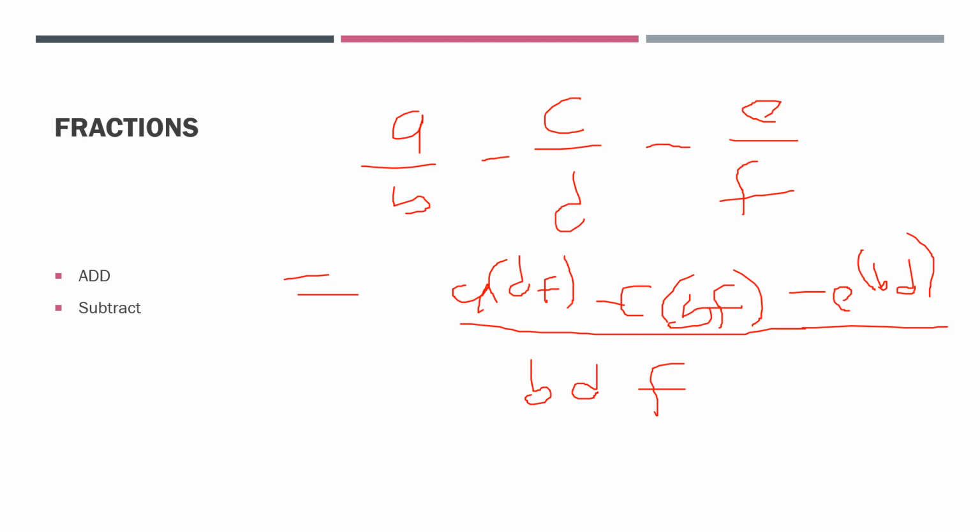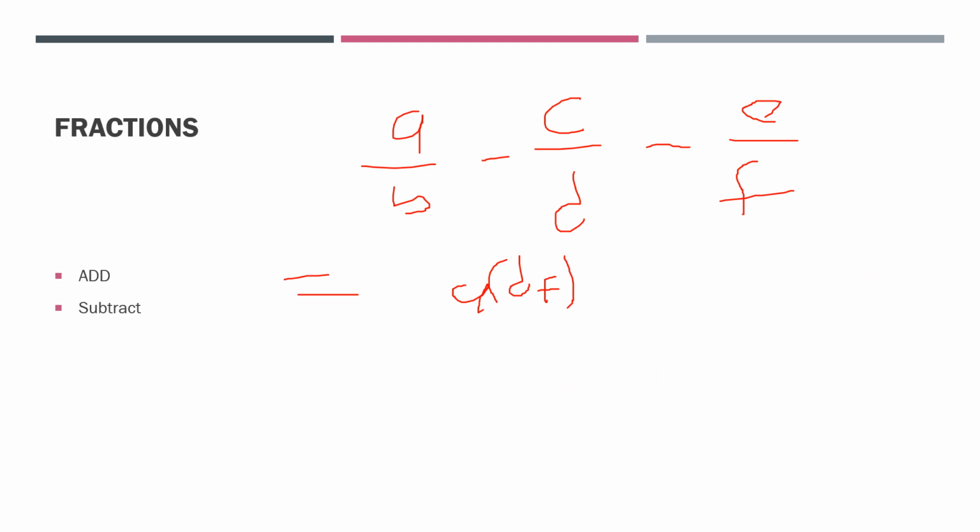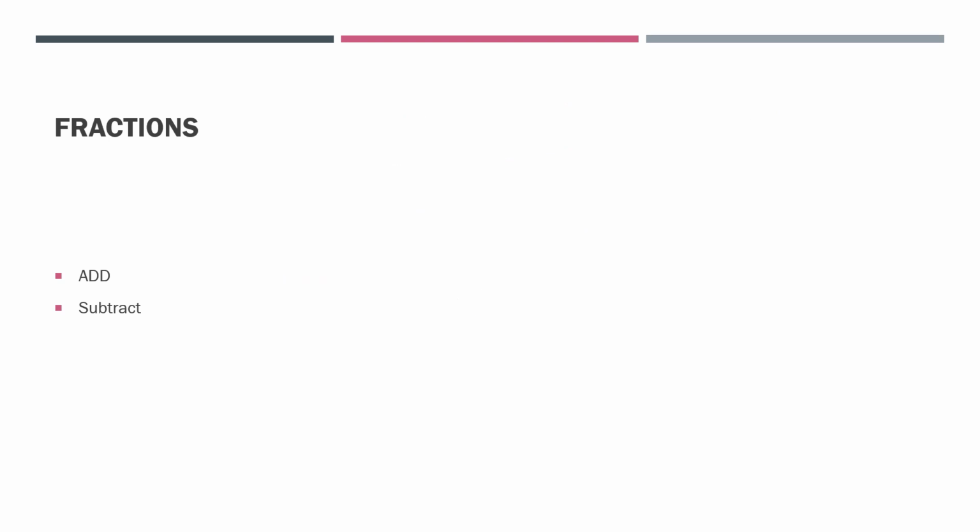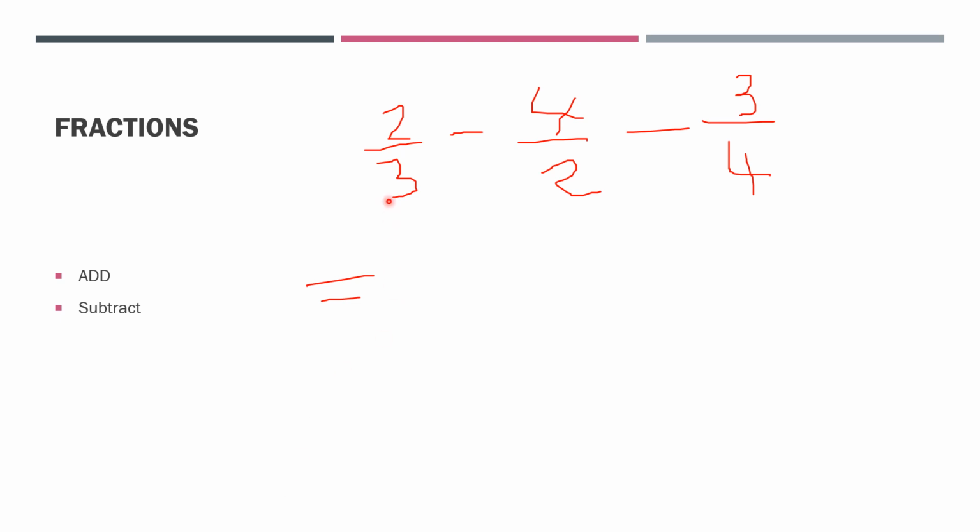Let me just erase and make a proper example that we can prove on our calculator. Let's say, for example, we have 2 over 3 minus, let's say, 4 over 2, then 3 over, let's say, 4 here. Just keeping small numbers so that I can do them in my head. Now we multiply all the denominators and keep it as our common denominator. We put it down here: 3 multiplied by 2 multiplied by 4.